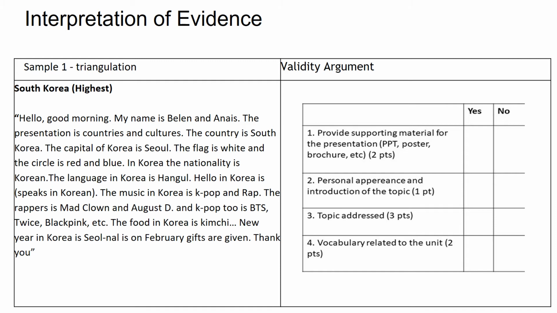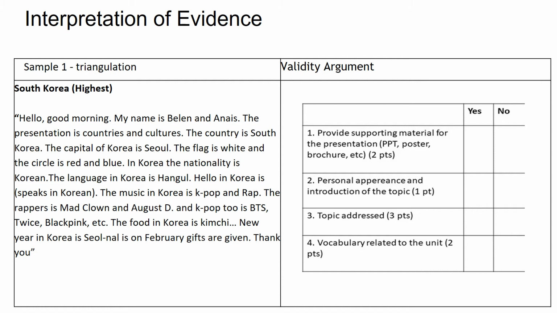So the first sample, which is a presentation about South Korea, we can say that most of the criteria provided by the checklist were addressed. For example, criterion number 1 states that they need to provide supporting material. Even though we are not able to show what kind of material they provided in this presentation, the students did provide a poster with the main features of this country. The personal appearance and introduction was also there, considering that they introduced themselves at the beginning, so that part is also checked.